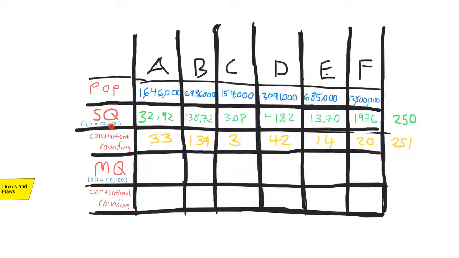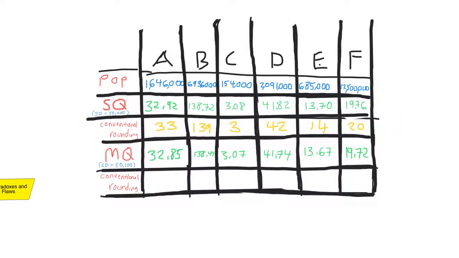So we're taking that 50,000, we're bumping it up a little bit, and as a result, we should end up with smaller numbers. I'm still going to write it in green. And the smaller numbers end up becoming the following. You would end up with 32.85, which is slightly smaller than 32.92. You would end up with 138.44, which is slightly smaller than this, and so on.